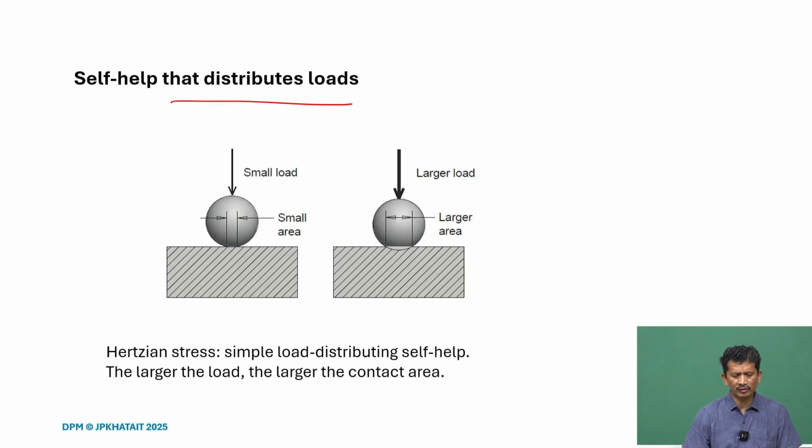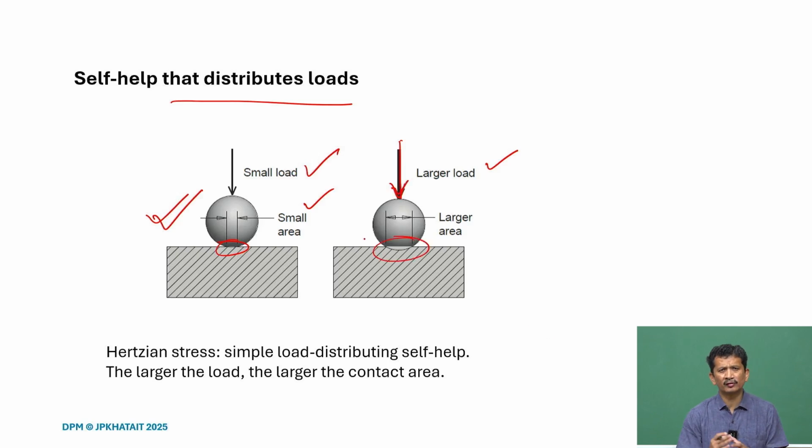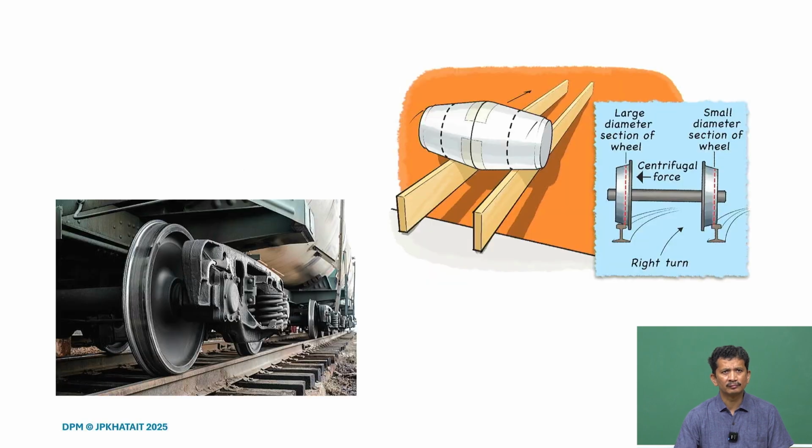Another commonly used example, and many times we may not realize, is a ball joint kind of thing. If there is a small load, the area of contact actually deforms, and the area of contact will be small and it will get distributed. The moment we have larger loads, this area increases, and that is how it supports the bigger load and helps in counteracting the load. There are several such examples.